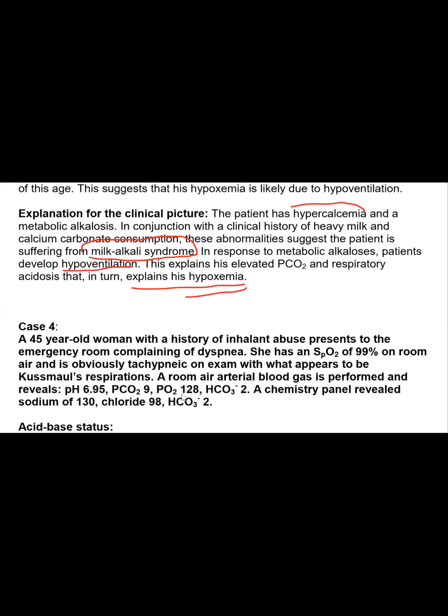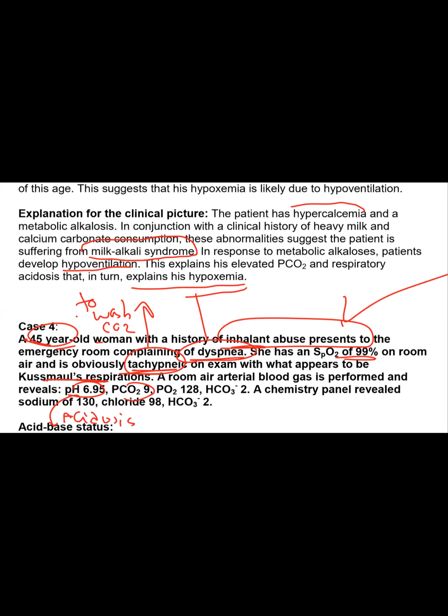Go on. Okay, this is a 45-year-old woman with a history of inhalant abuse presents to the emergency room complaining of dyspnea. She has an SpO2 of 99% on room air and is obviously tachypneic on exam, with what appears to be Kussmaul respirations. Room air arterial blood gas is performed and reveals pH of 6.9, PCO2 9, PO2 128, HCO3 2. A chemistry panel revealed sodium of 130, chloride 98, HCO3 of 2.